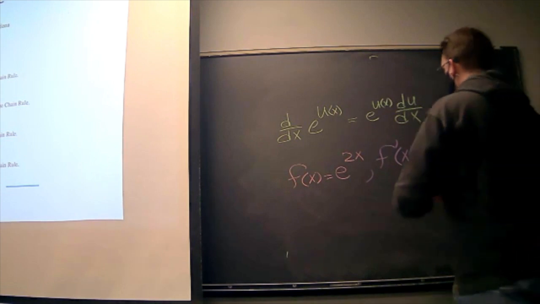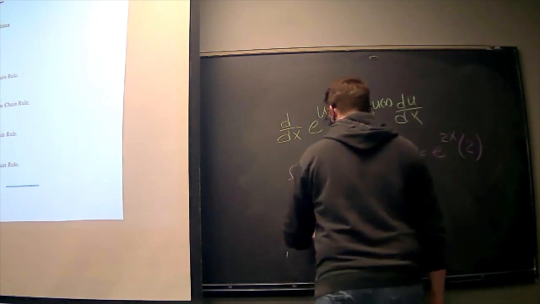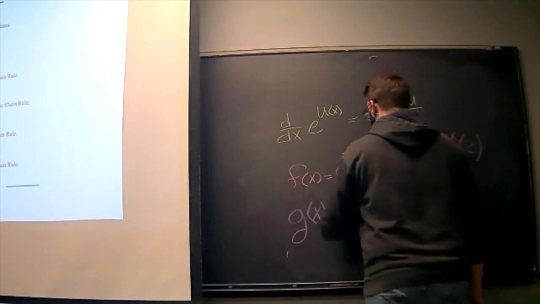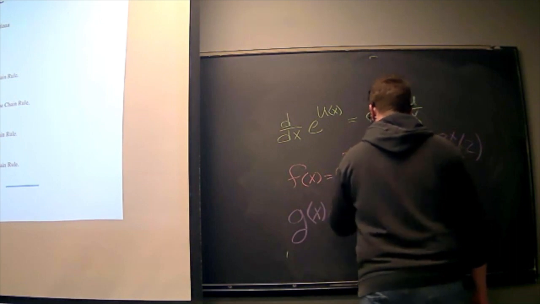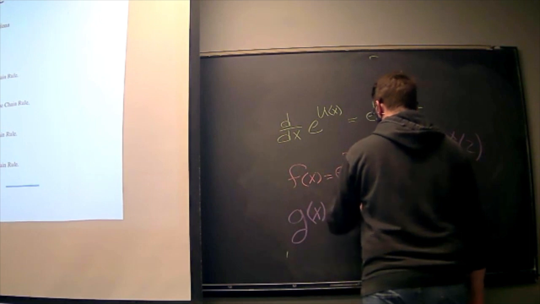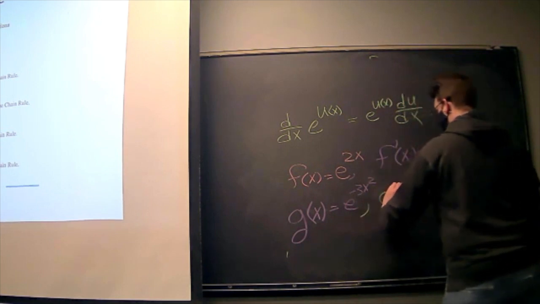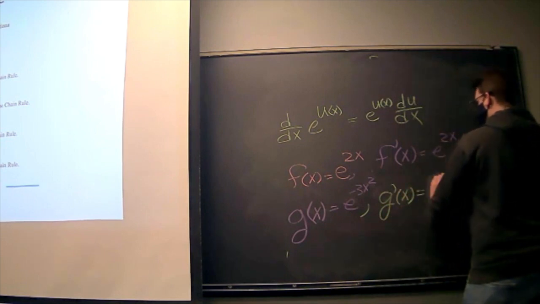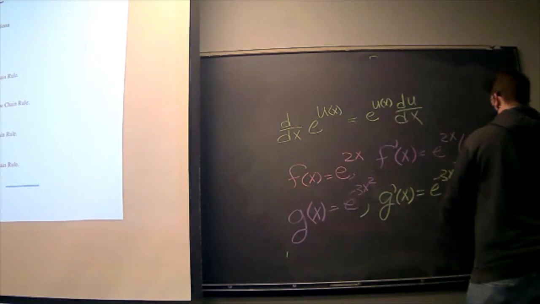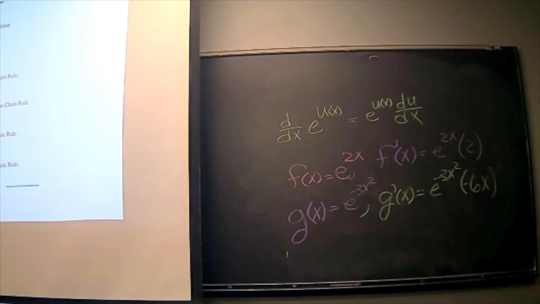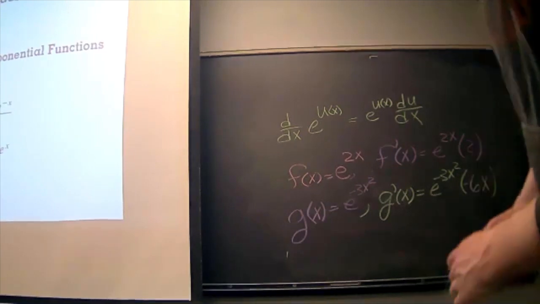Now let's crank up the heat a little bit. Looking at g of x, g of x is equal to e to the negative 3x squared, its derivative is going to be e to the negative 3x squared times negative 6x, and so forth and so on. We can keep doing this forever, but I think the point's been made.